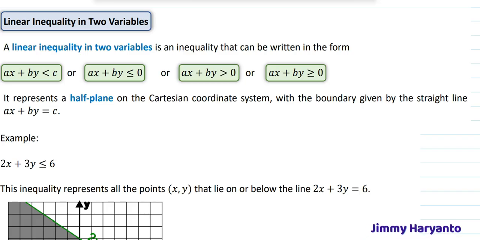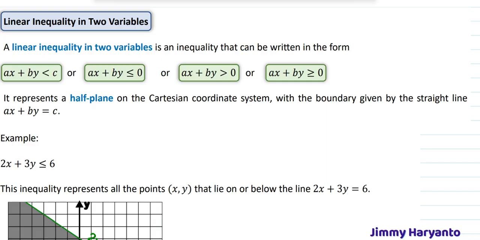Okay, we'll go to the core of the chapter, which is linear inequality in two variables. A linear inequality in two variables is an inequality that can be written in the form of this one, this one, this one, or this one. Usually one of them.